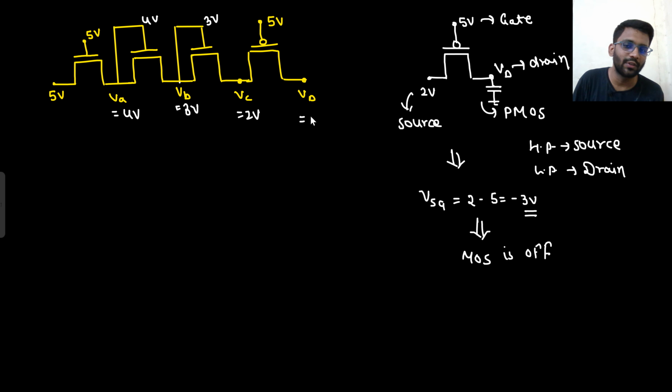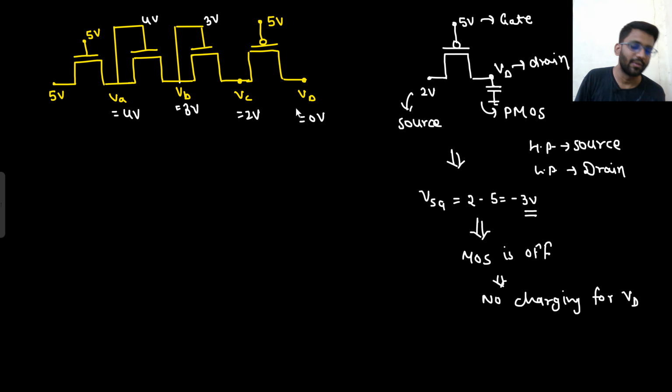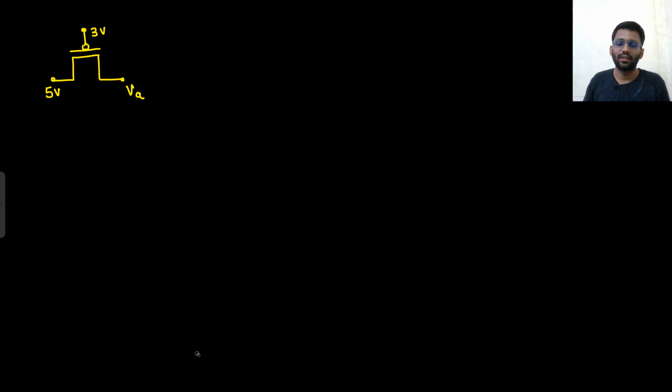Your VD will be 0 volt only. So no charging for VD, because the transistor is not even turning on. At least your VC should be 6 volt. Then only your transistor will turn on. Well and good. So let's check a PMOS question in the next one.